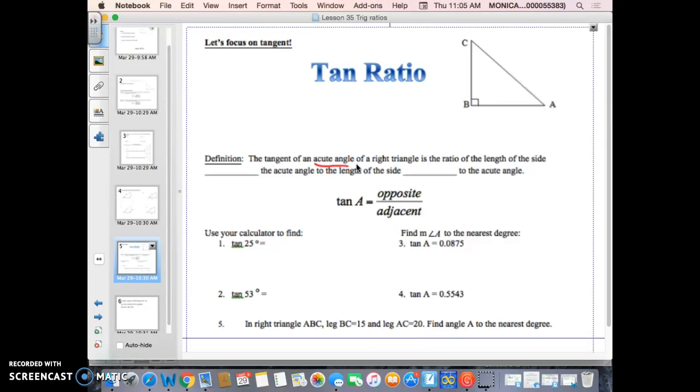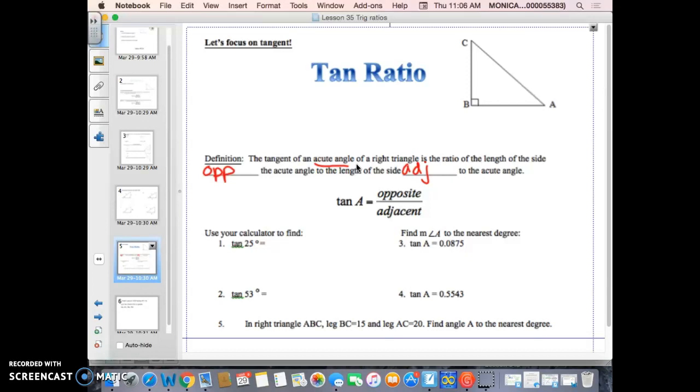So you look at the acute angle and it's going to be the opposite side to the length of the adjacent side. And again, adjacent means that it's the side that makes up one of the sides of the angle. Okay, so you're going to use this calculator the same exact way.